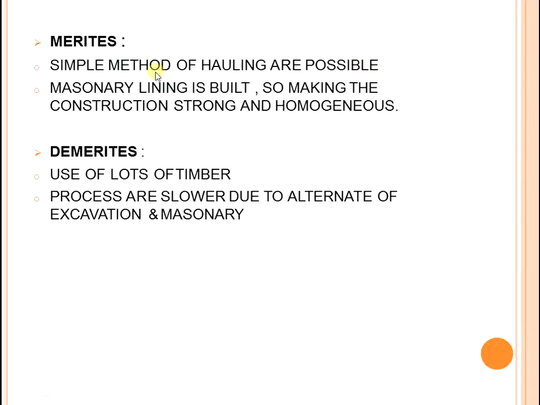Next, what are the merits? The simple method of hauling is possible. Masonry lining is built, making the construction strong and homogeneous. What are the demerits? Use of lots of timber. The process is slower due to alternate excavation and masonry. Why is it slow? Because we have to do the excavation at one time, we need extra time, and that makes this method very slow.